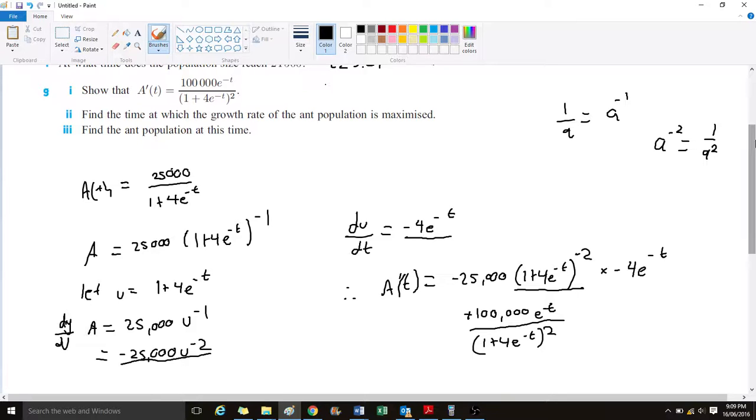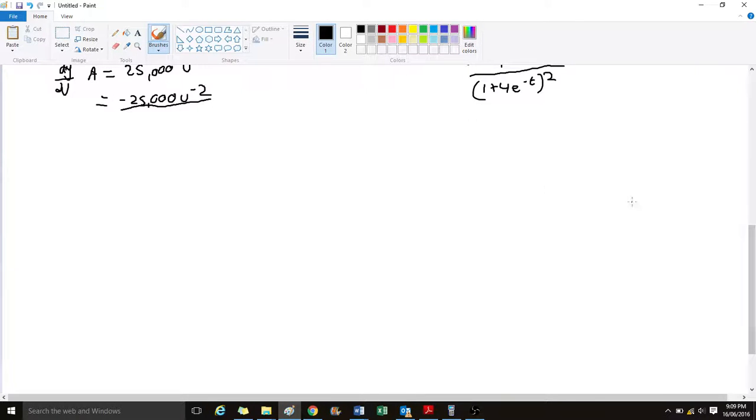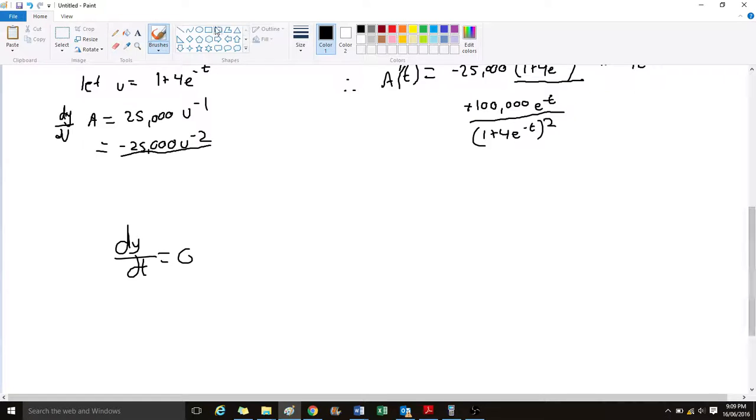Find the time when the ant population is maximized. The maximum ant population occurs when dy on dt equals 0. So that means this function that we've calculated here is equal to 0. When does this occur? Well, it doesn't.